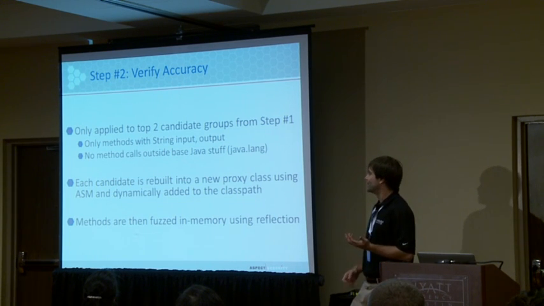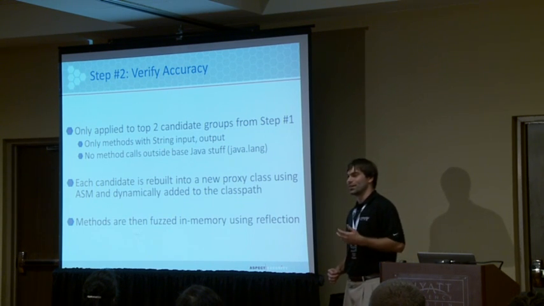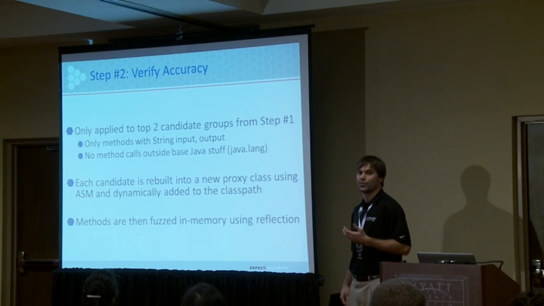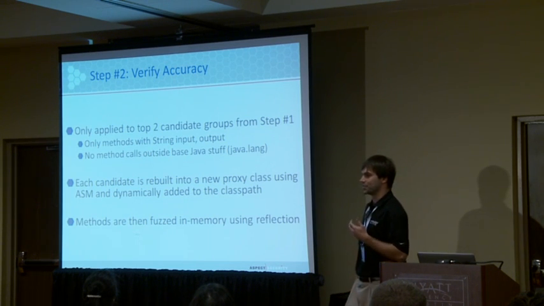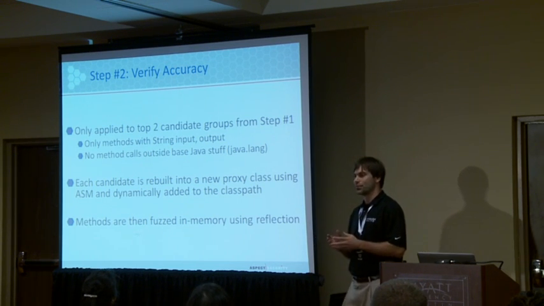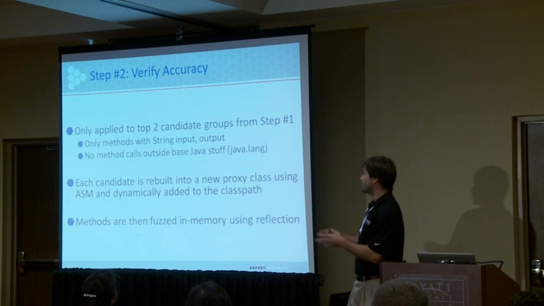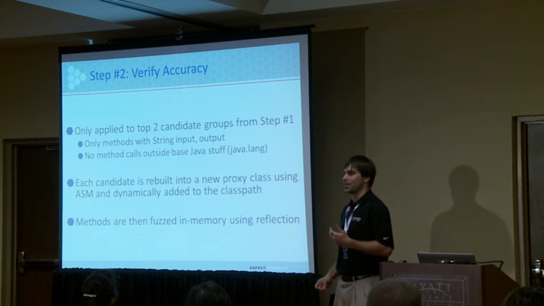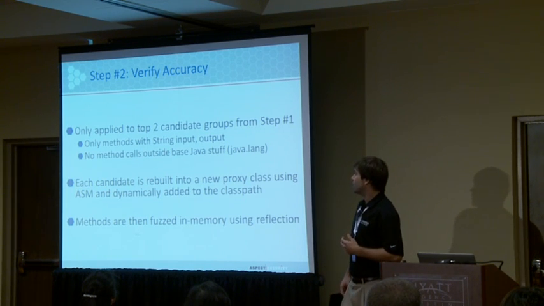So then we get to step 2. We only apply this to, again, the top 2 groups from the previous step. So if it scores 60 or above, we're going to do step 2 on it. Essentially, the first step is to weed out the vast majority of methods and reduce the number of times we have to use this, which is a very time-consuming process.